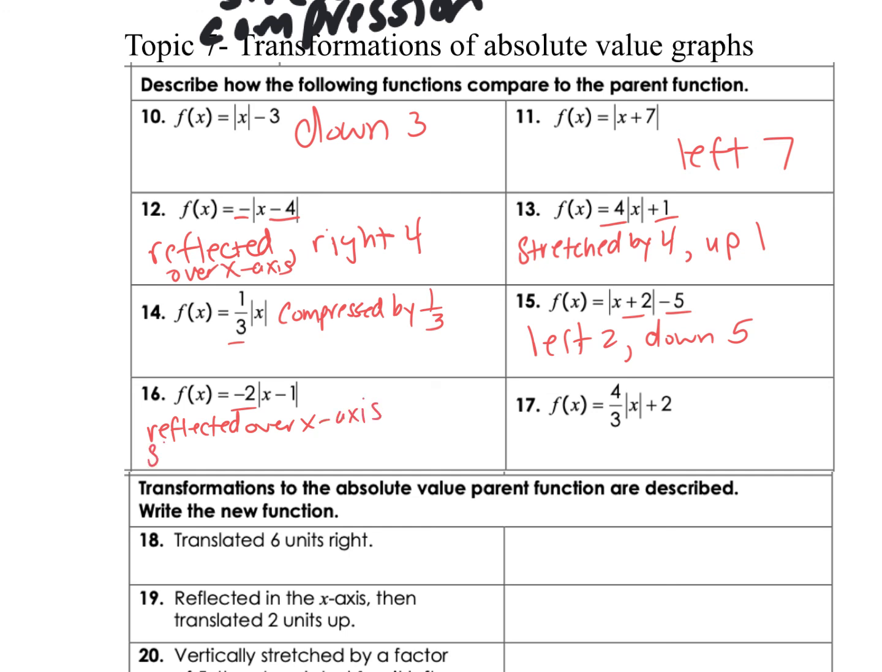And then that's going to be stretched. And H is negative 1, or x minus 1 inside parentheses, so that's right 1. All right, 17. This is a stretch. This is a tricky stretch because 4/3 is a fraction, but it's greater than 1. And there's no H, so there's no horizontal shift. K is plus 2, so up 2.